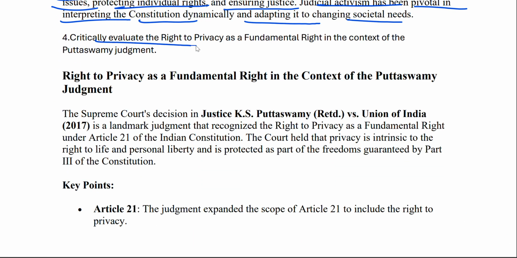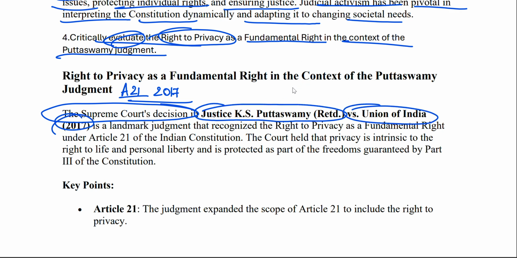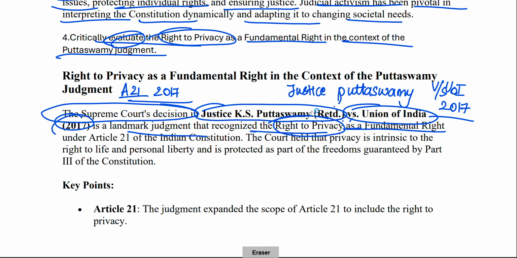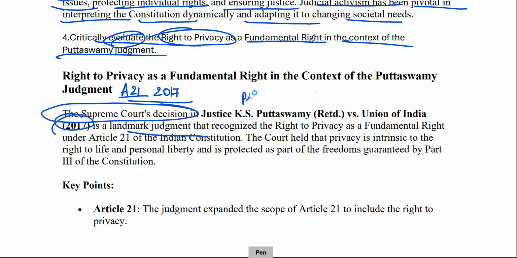Now, critically evaluate the right to privacy as a fundamental right in the context of the Puttaswamy judgment, Article 21, 2017. The Supreme Court's decision in Justice K.S. Puttaswamy versus the Union of India, 2017, is a landmark judgment that recognizes the right to privacy as a fundamental right. So privacy is a fundamental right over here.